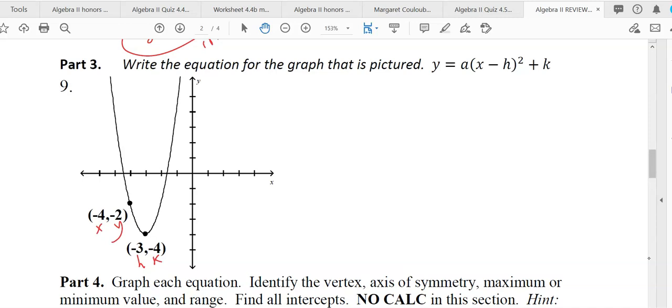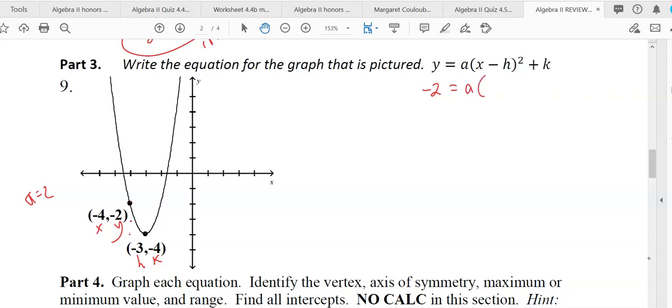Shortcut way of doing this, you might see that you go over 1, up 1. That's where I would expect to be, but they went over 1, up 2. So I kind of know a equals 2, but if you don't see that, that's okay. And there's no graph paper here, so that makes that especially tough. So let's just plug in what we know. y is 2, or negative 2, I guess.